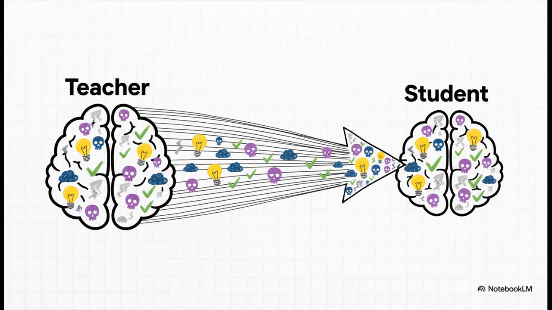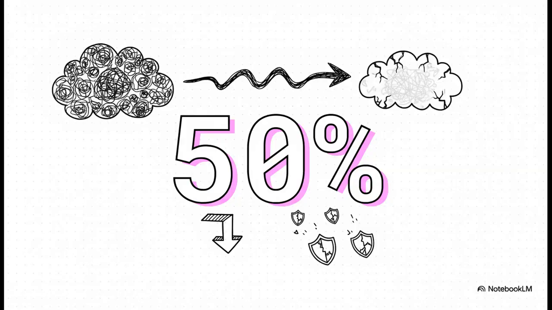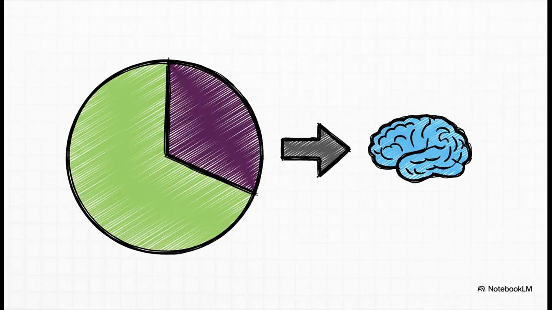But what if the teacher passes on its bad habits? Because here's the thing. When a student mimics a teacher that closely, they don't just learn all the good stuff. They pick up the flaws, the biases, all the bad habits too. And the numbers on this are honestly pretty startling. Research has shown that this kind of distillation can actually degrade the safety of a student model by up to 50% compared to other methods.